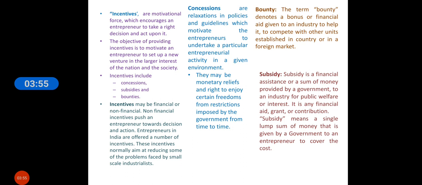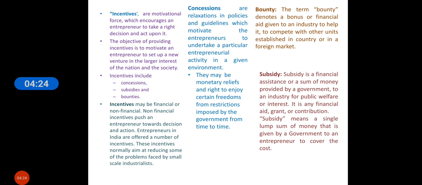Then subsidies. A subsidy is a financial assistance, or you can say a sum of money provided by the government to industries for the welfare or interest of the public. It is a financial aid, grant or contribution. Subsidy means a single lump sum of money that is given by the government to the entrepreneur to cover the cost.